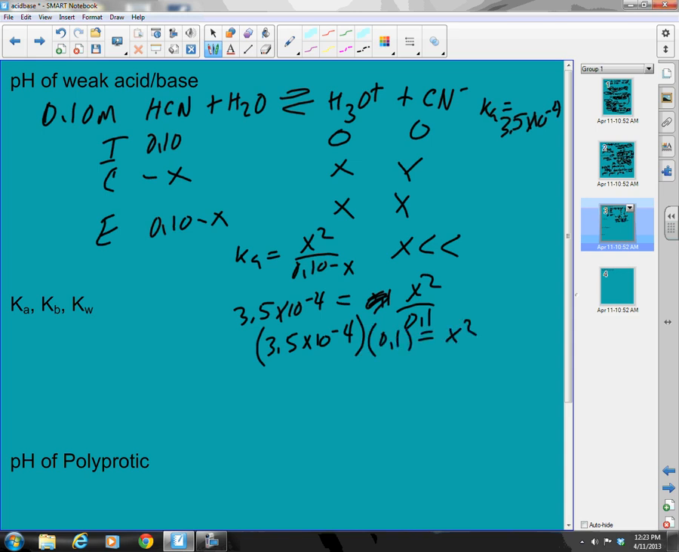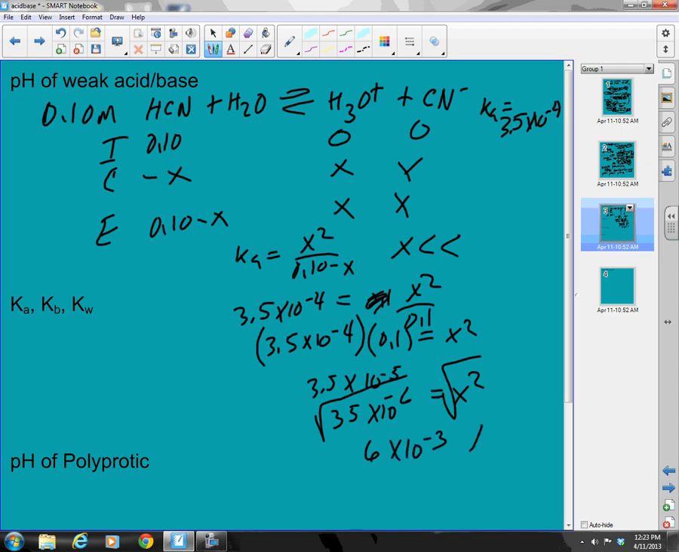And how would I estimate that? So this would be 3.5 times 10 to the negative 5th, which is equal to 35 times 10 to the negative 6th. It's equal to x squared. Take the square root of both sides. That is almost 36, so I'm going to estimate this as 6 times 10 to the minus 3rd.